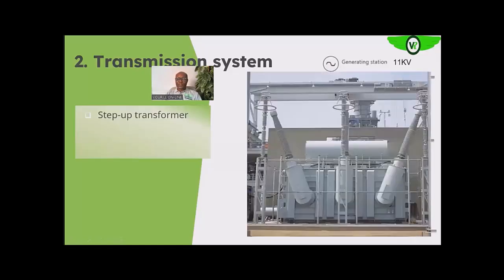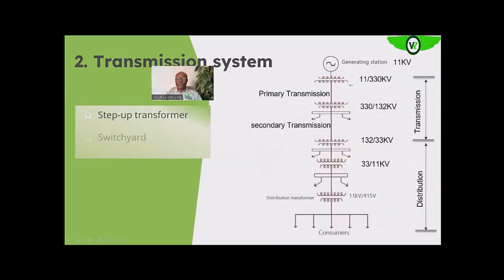Okay, so this is an example of the transmission transformer. Here we have the power plant, and the output from the generator is fed to the transformer, and then the transformer output is connected straight to the transmission lines. Next to the transmission transformer is the switchyard.